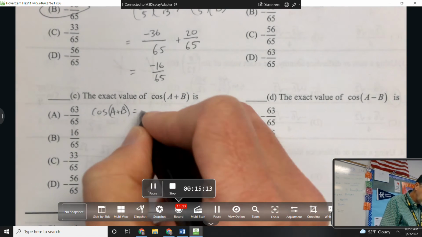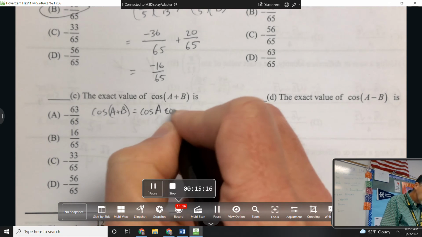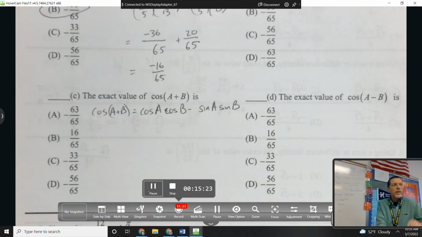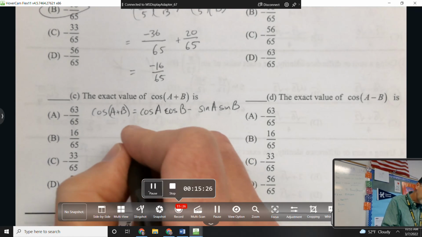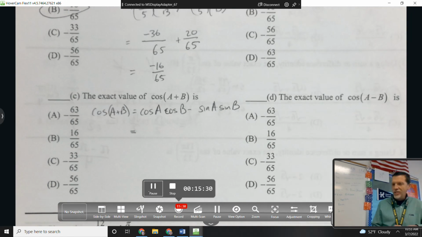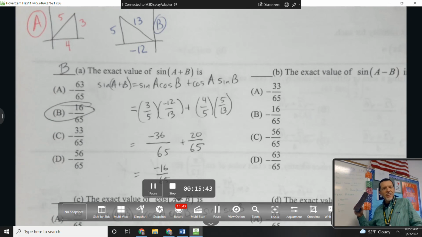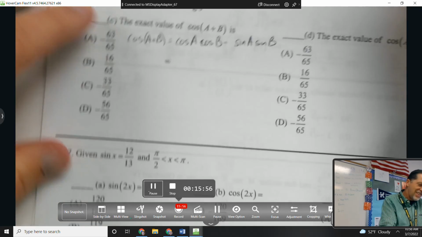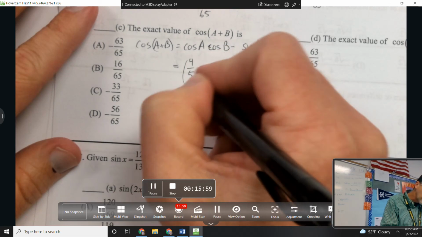Cosine of A plus B is cosine A cosine B minus sine A sine B. Again, that's on the formula chart that you can look at. What's the cosine of A? Ryan, what's the cosine of A? It's not on that picture. Cosine of A? Yeah, oh, the cosine thing. 3/5. Did you say that wrong on purpose? 4/5. 4/5, not the cosine of 4/5. The cosine is equal to 4/5.